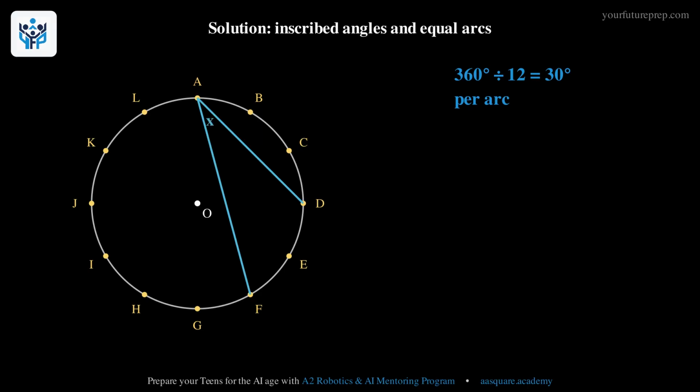Here is the key idea. Angle X and angle Y are both inscribed angles. An inscribed angle equals half of the arc that it intercepts, the arc that sits across from the angle.